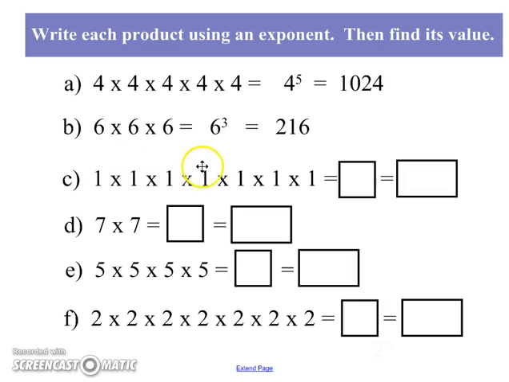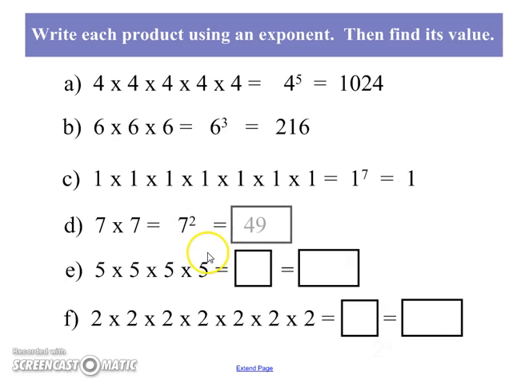1 times 1 times 1 times 1 times 1 times 1 times 1 is 1 to the 7th power. This is not 1 times 7. This would end up being 1. 7 times 7 is 7 squared. 7 times 7 is 49. Again, this is not 7 times 2. 7 times 2 would be 14.